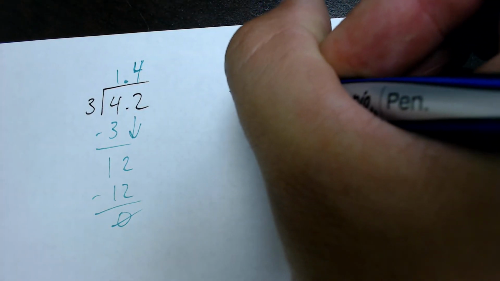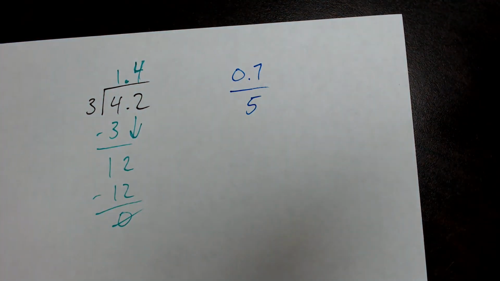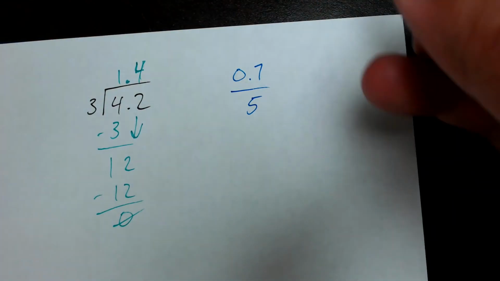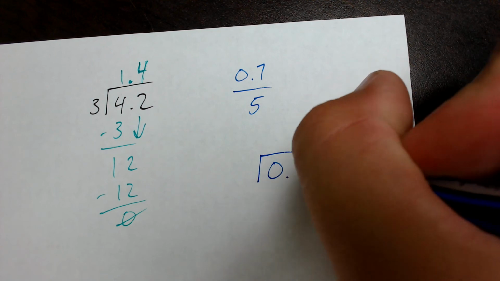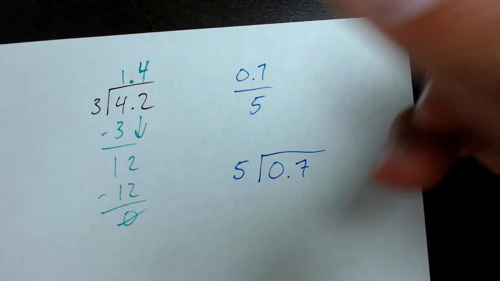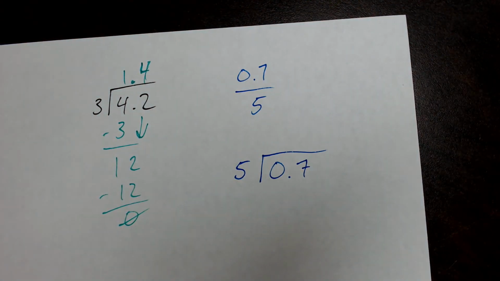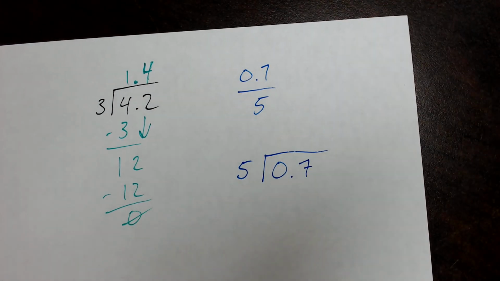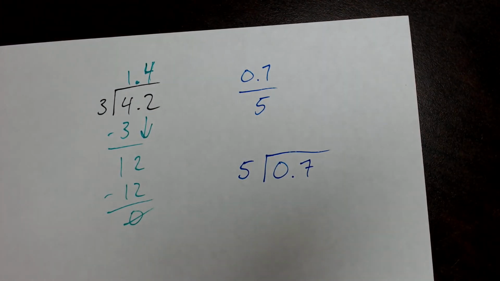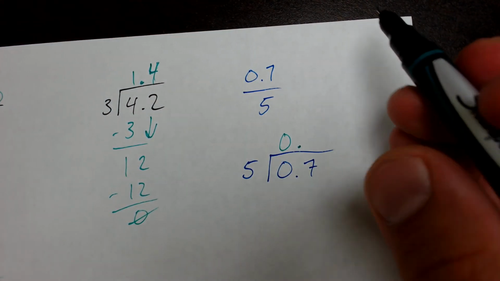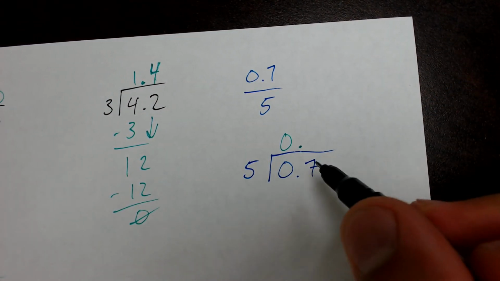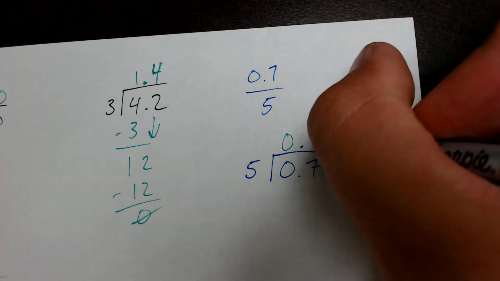Okay, so let's say we have 0.7 divided by 5. Okay. So what we'd have to do, we'd take this fraction, we set it up as a division algorithm. It becomes 0.7 divided by 5. Right? And here we see that 5 will go into 0 times. So we'll go ahead and put our 0, place our decimal point, and then we'll move over to the 7. How many times does 5 go into 7? It goes in 1 time.